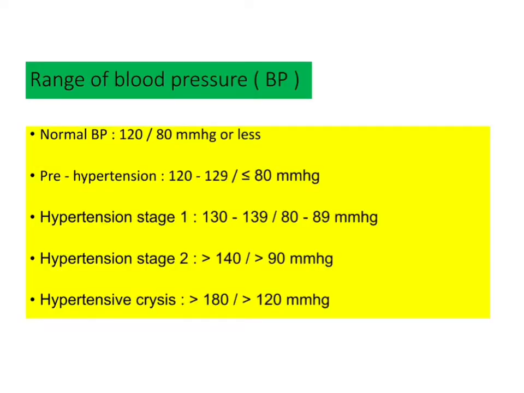Okay. This is the range of blood pressure where normal blood pressure is considered when the blood pressure is about 120 by 80 mm of Hg or less. If blood pressure is between 120 to 129, that is the systolic, and diastolic is 80 or less, it is called pre-hypertension. Hypertension stage 1 starts from 130 or more, stage 2 starts from 140 or more, and hypertensive crisis starts when the blood pressure is more than 180 systolic, more than 120 diastolic. If you want, you can take a picture or a screenshot of this so that it will be easy for you to memorize this properly.